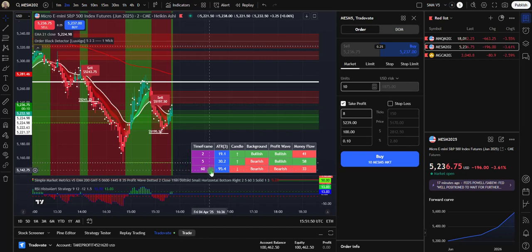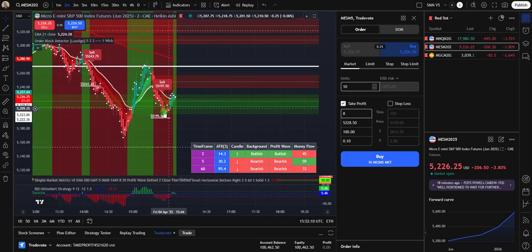Our 60-minute candles are moving 95 ticks. That is incredible. Our 2-minute candles are at 19 right now. Usually a 2-minute candle is somewhere between 3 to 7. I would say that's on average. So we're easily double, maybe triple that. So it's been a wild day.